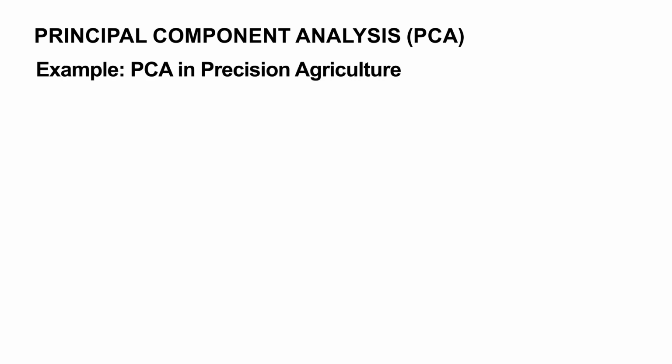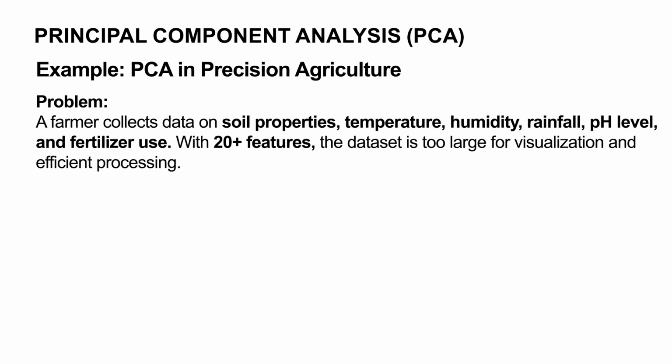Example, PCA in precision agriculture. Problem. A farmer collects data on soil properties, temperature, humidity, rainfall, pH level, and fertilizer use. With 20+ features, the dataset is too large for visualization and efficient processing.